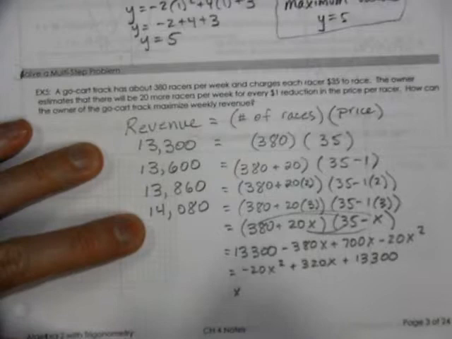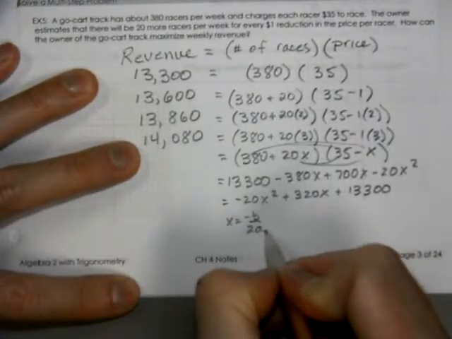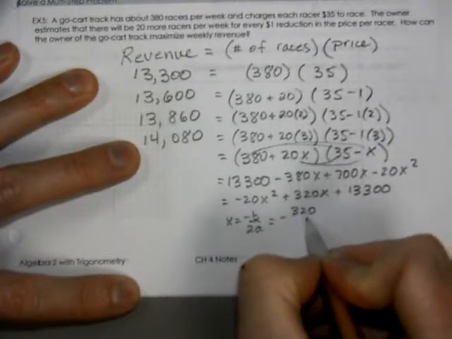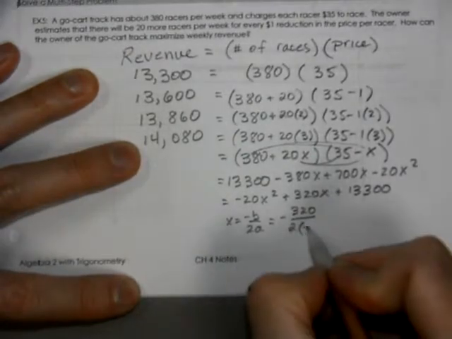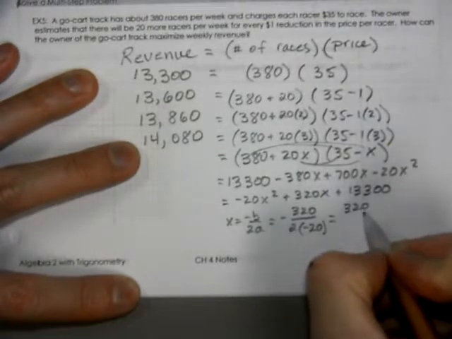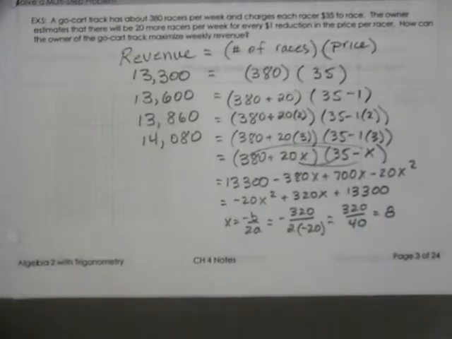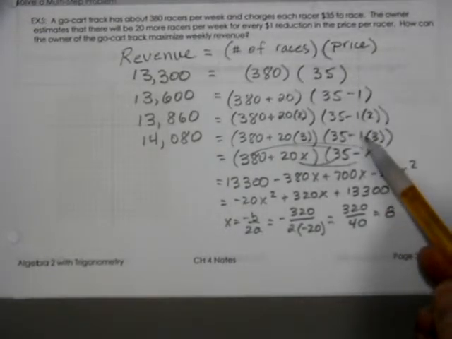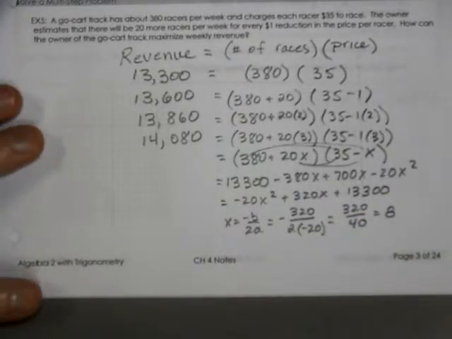your line of symmetry is going to be negative 320 divided by 2 times your A, which comes out to 320 divided by 40, which comes out to 8. So if x is 8, so if you take off $8, you're going to maximize your profit.